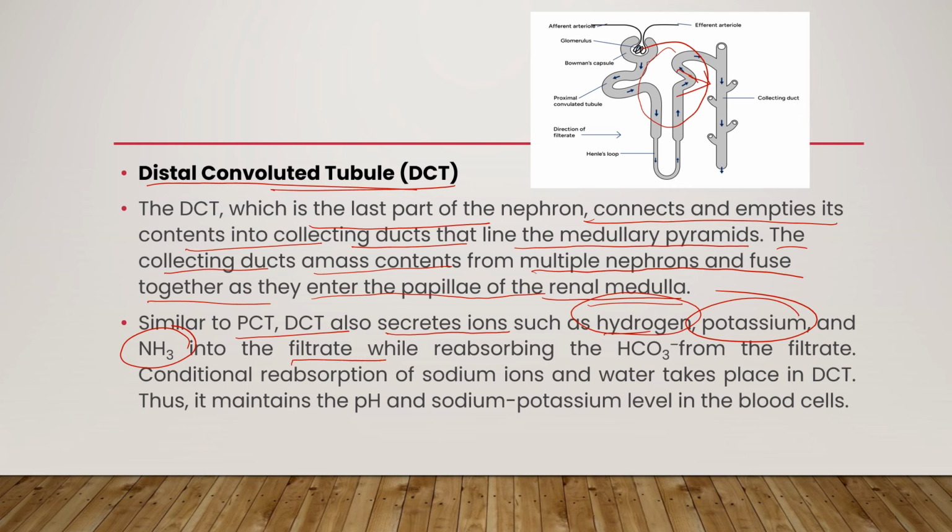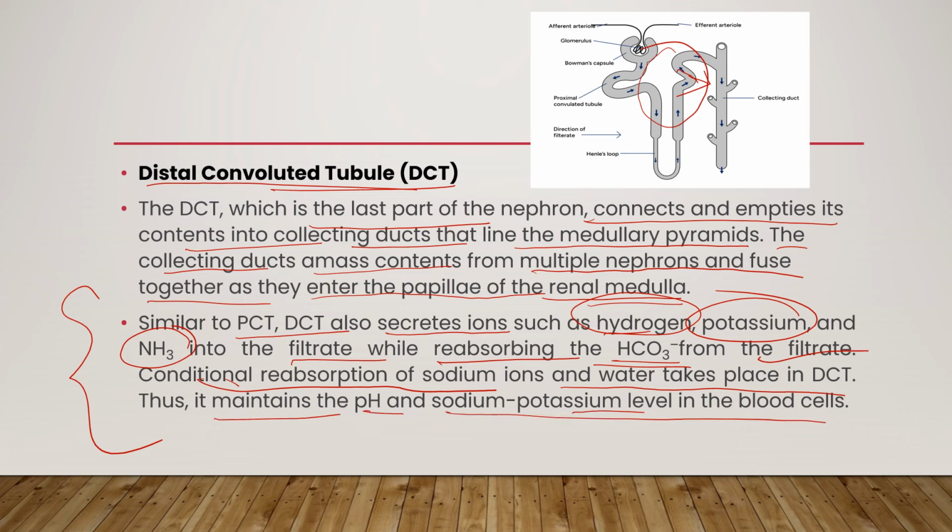into the filtrate which is reabsorbing the bicarbonate. The same thing was happening in the proximal convoluted tubule. So do you remember, in previous slides we have only studied from the filtrate. Okay, so the conditional reabsorption of sodium ions and water takes place in the distal convoluted tubule. Now it maintains the pH and the sodium potassium level of the blood cells.